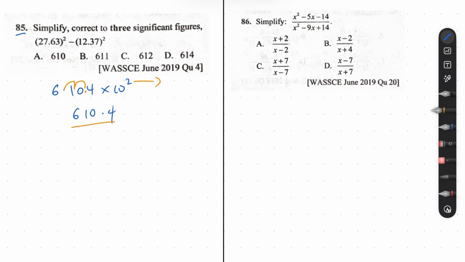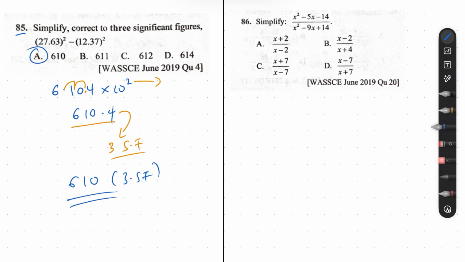Now how do you convert this into 3 SF, three significant figures? We do that by counting our number of significant figures and then we round. This is the first significant figure: 1, 2, 3. At the end here, what do you have? We have 4. Is 4 5 or above? No, it's less than 5, so we cannot round up. So the answer will be 610 to 3 SF. This is our answer, which is A. Cool, let's move on to question number 86.